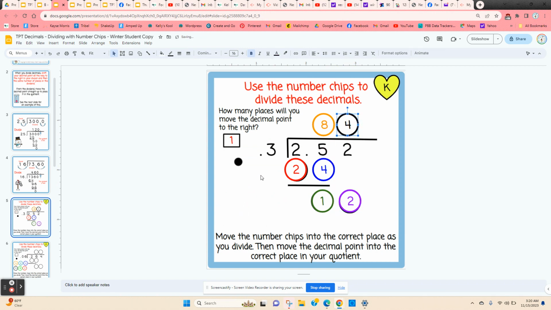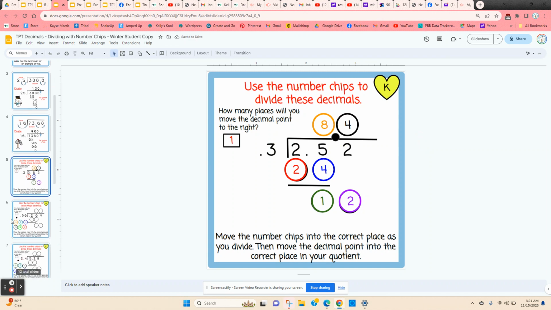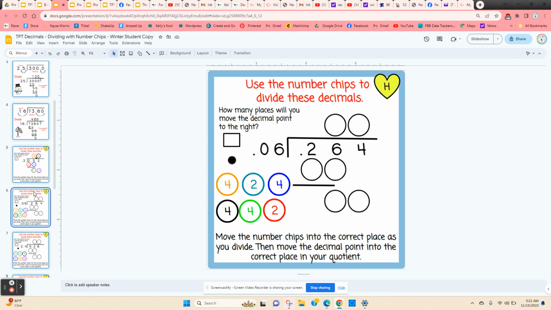Now to place that decimal point, we knew we had to move that decimal point one place to the right. That would place it here, and then it goes straight up into their answer. So it starts out with some easier problems and gets a little bit more difficult as they go.